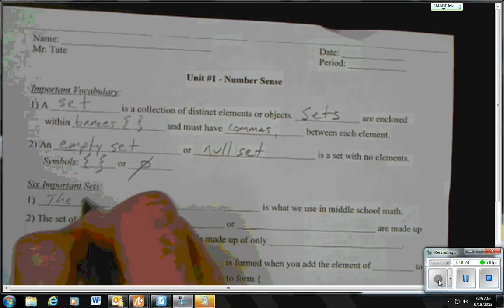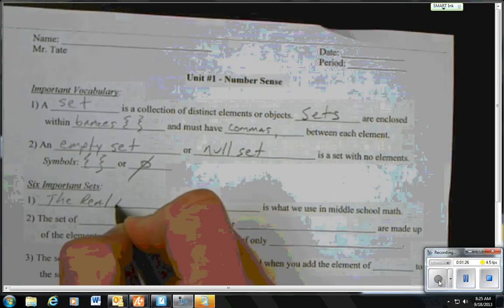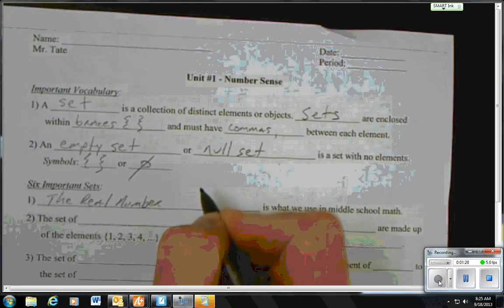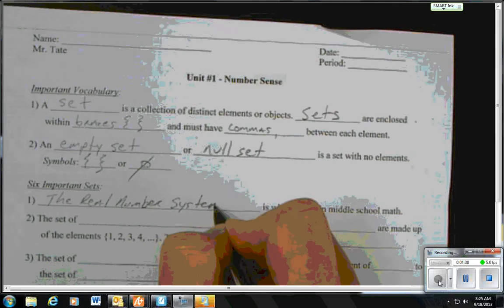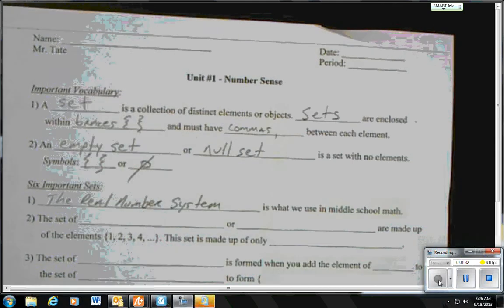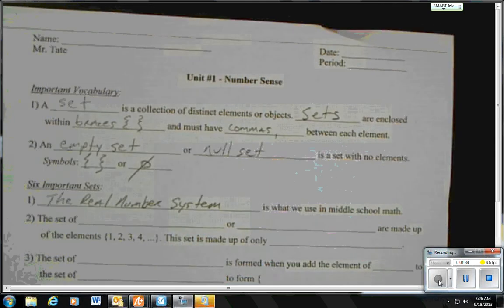The real number system is what we use in middle school math, the real number system.